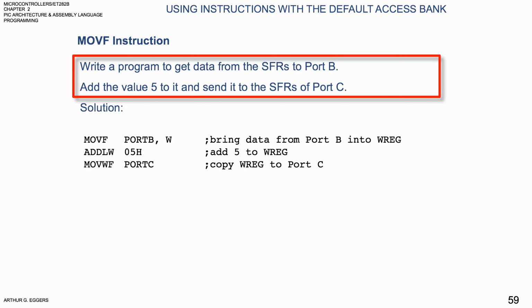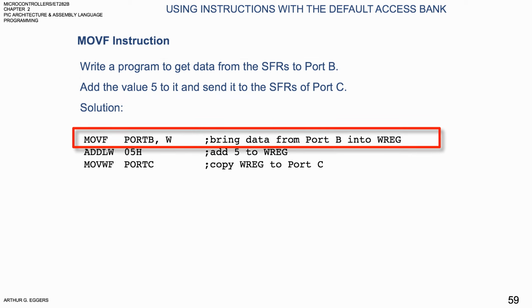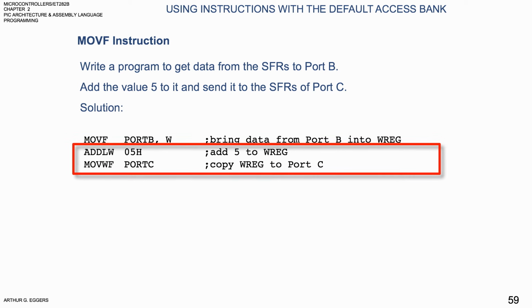This next one, we write a program to get data from the SFR of port B. We're going to add a value of 5 to it and send it to the SFR of port C. So we've gone from bringing data in at B, being able to put it at port C. So we've got a MoveF, bring the data from port B to the working register. So MoveF port B, comma W. Then we're going to add the literal, that's our 5 hex, to the working register. Okay, so whatever we had at B, we're going to add 5 to it.